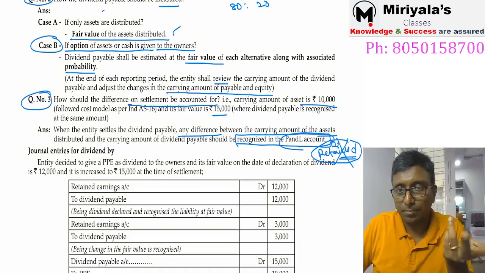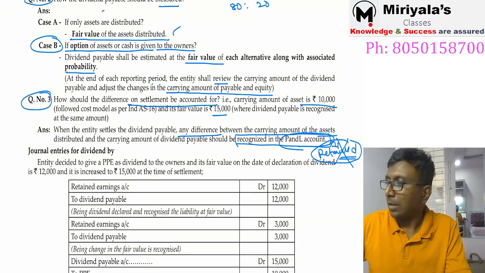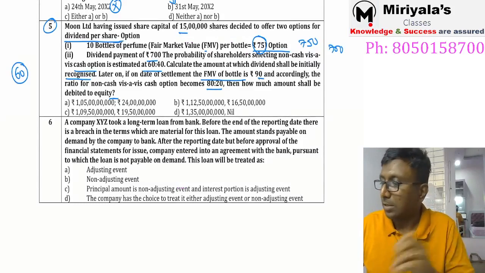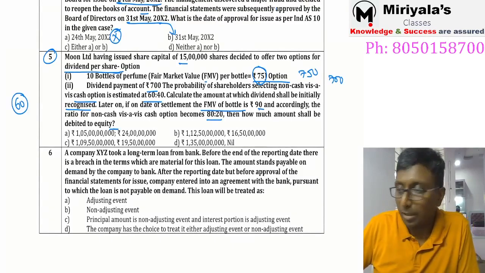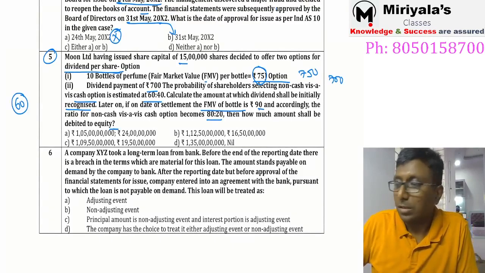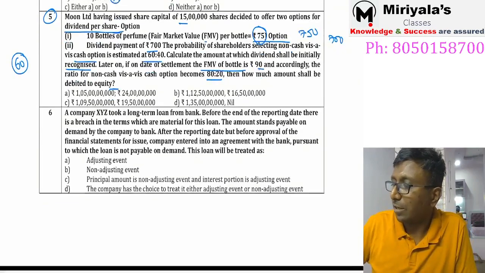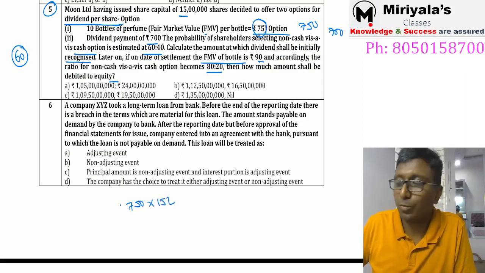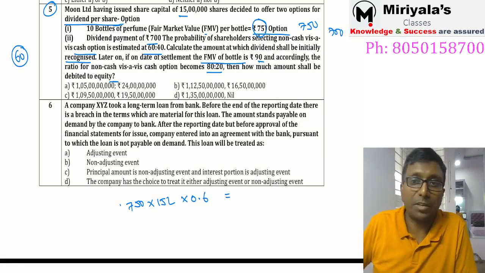Shall we answer the question based on this? Let us answer the question. This is the fifth bit. So what is happening? Do you have a calculator first? Help me out with the calculator, any one of you. 10 bottles of perfume. What is the fair value right now? 10 bottles means 750 rupees into 15 lakh. And what is the proportion? The proportion is 0.6. Get me the answer.